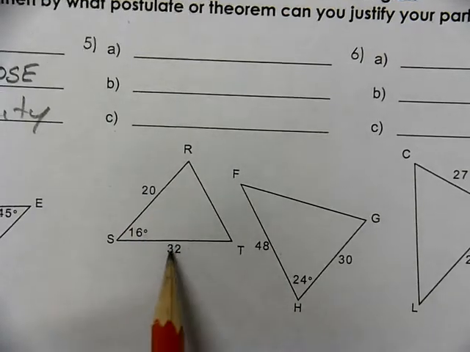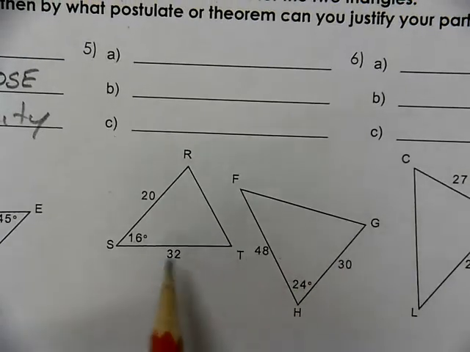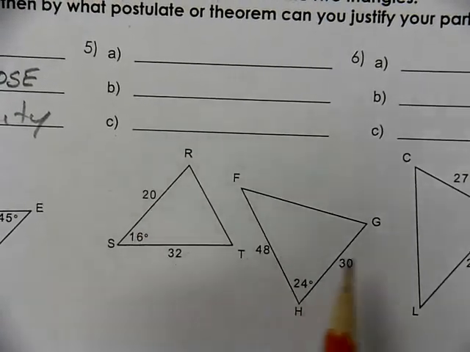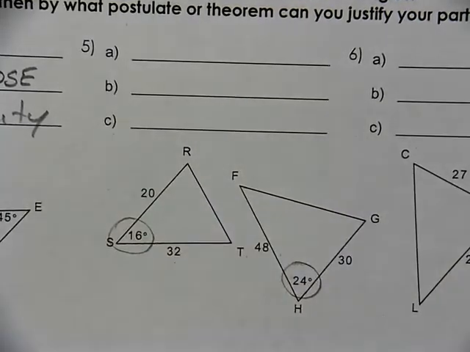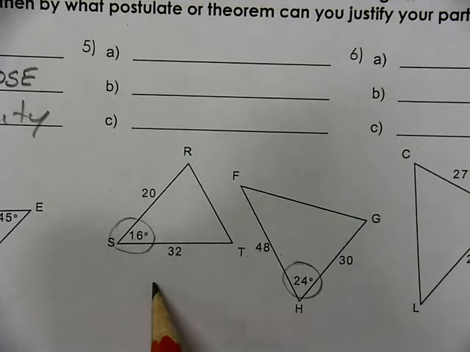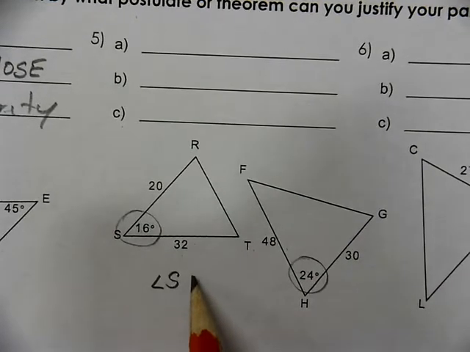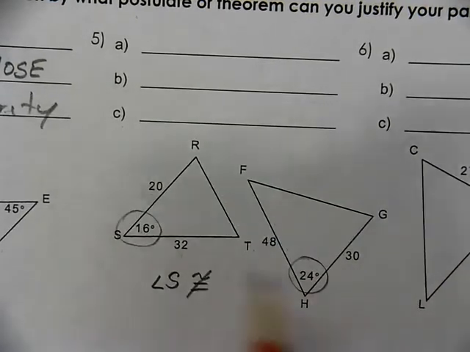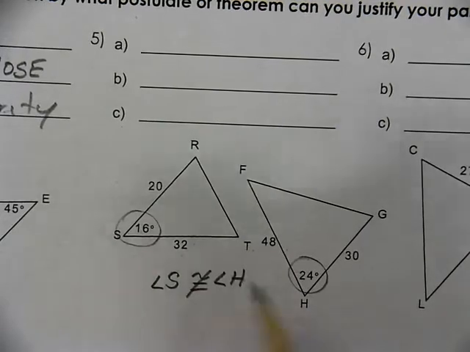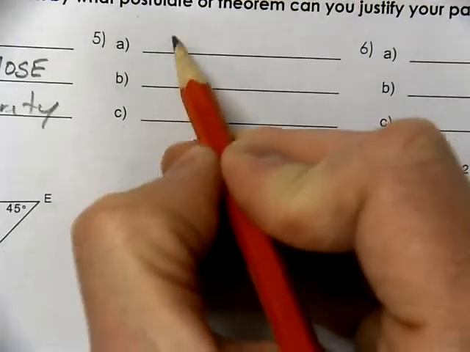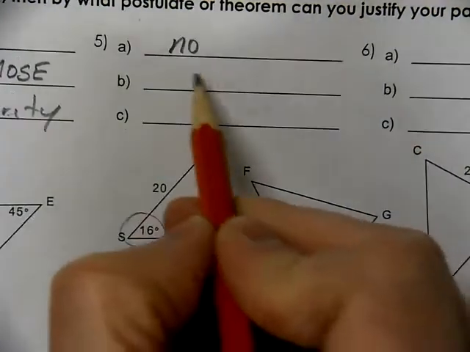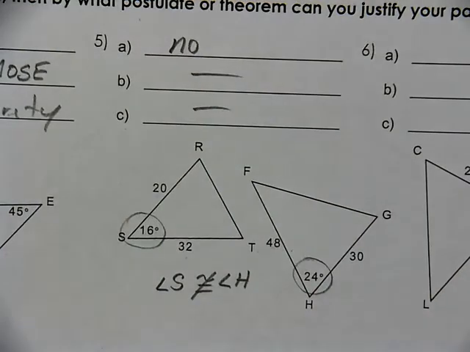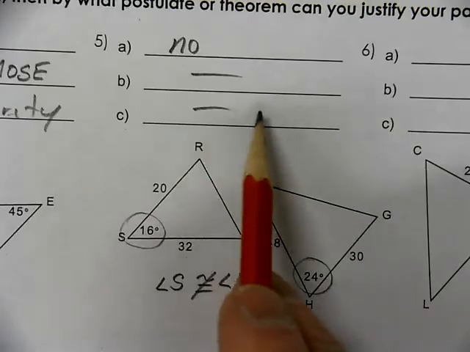Or side, angle, side, and that kind of looks like what we have here. We have 2 sides and the included angle. But notice right away that that included angle is not congruent. Angle S is not congruent to angle H. So, no, they are not similar to each other. There is no similarity statement because they're not similar to each other. There's no reason for that, no theorem, because they're not.